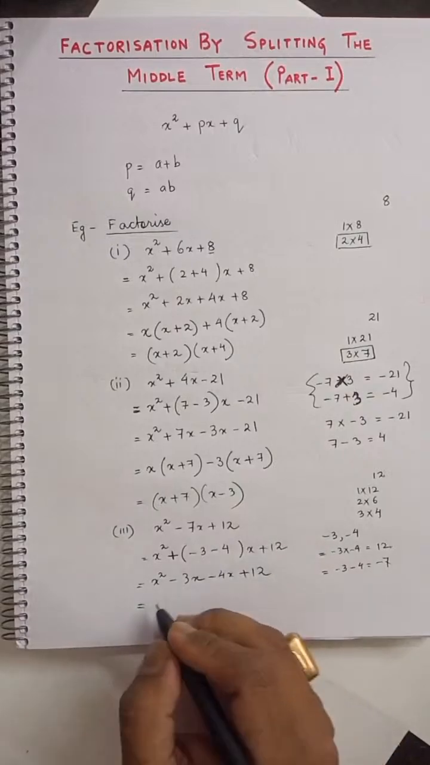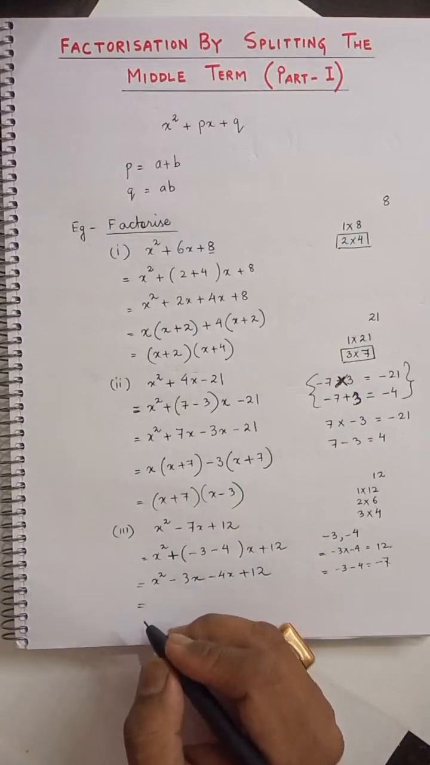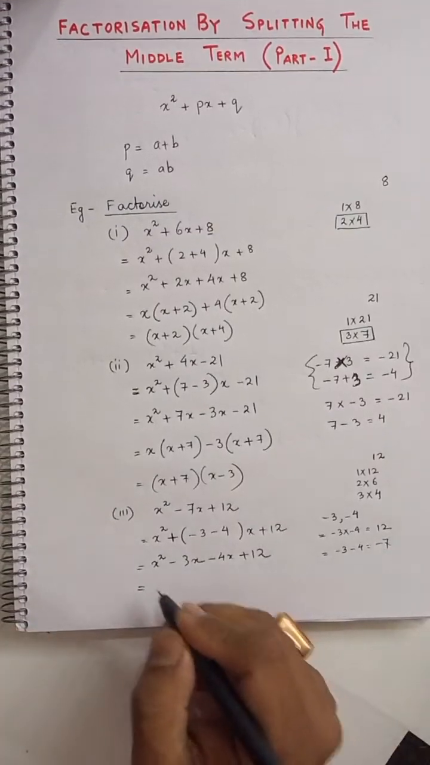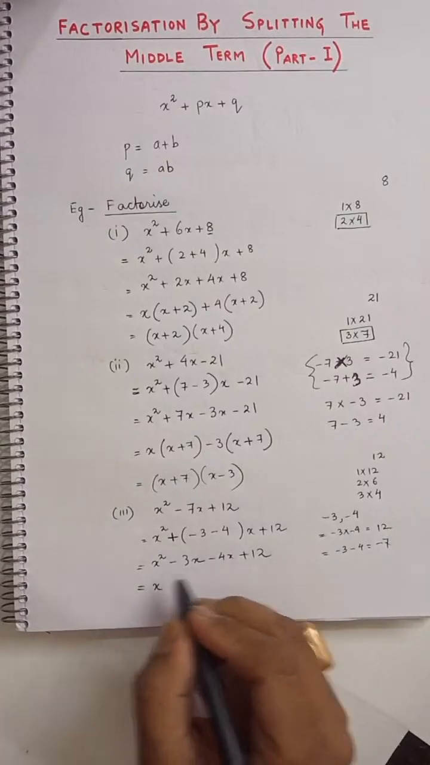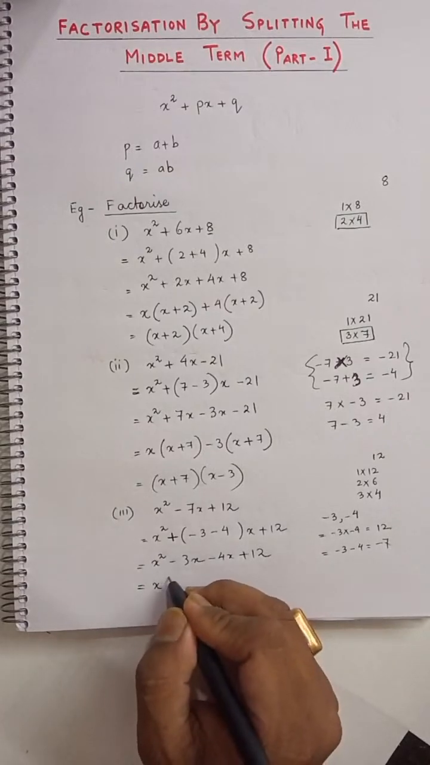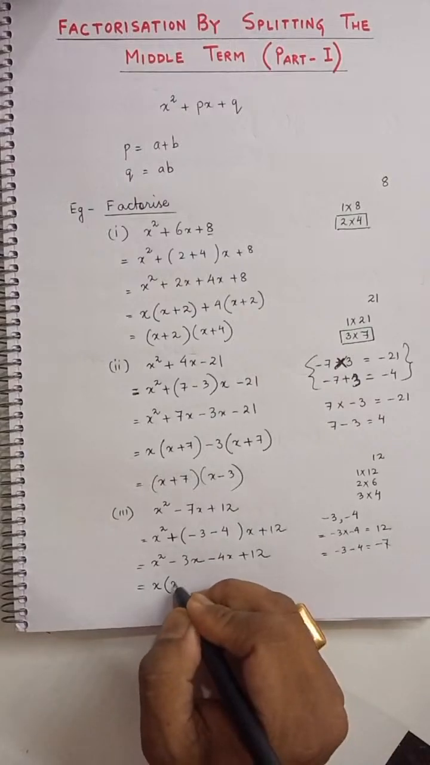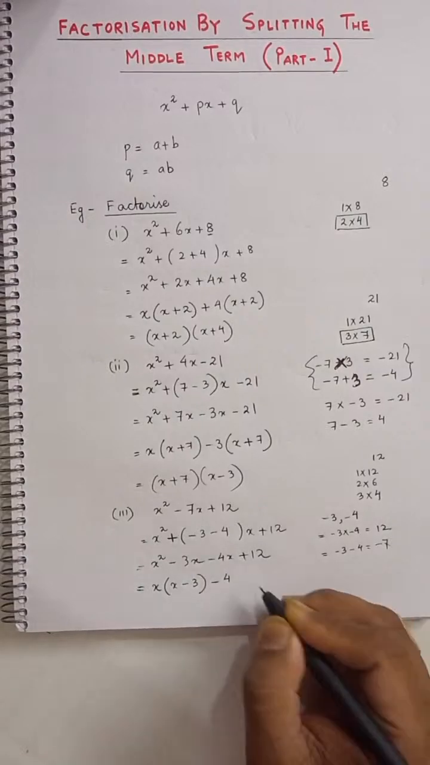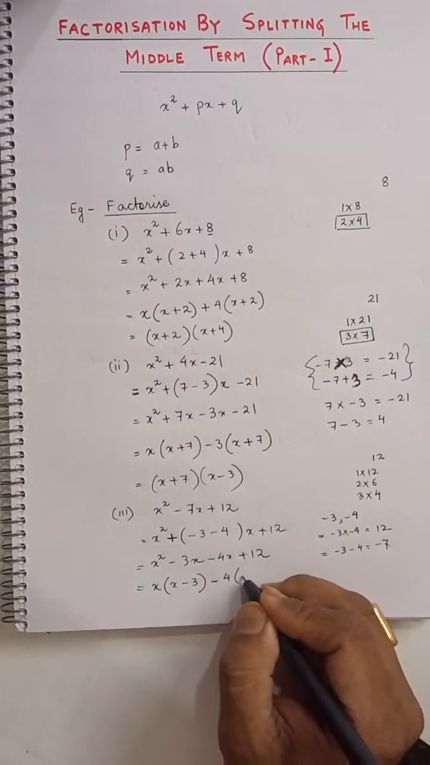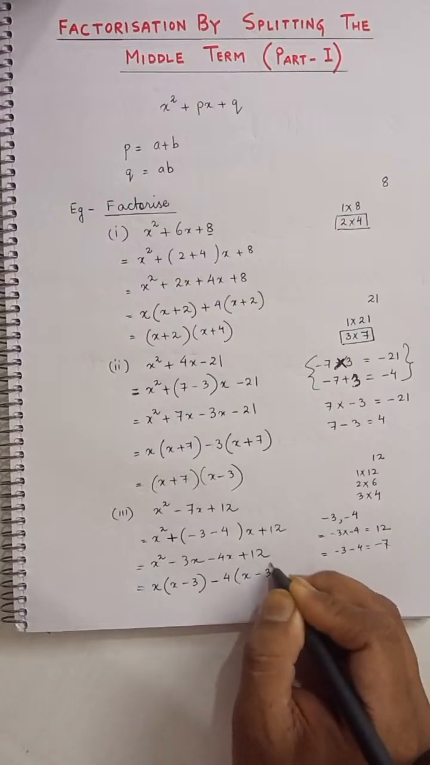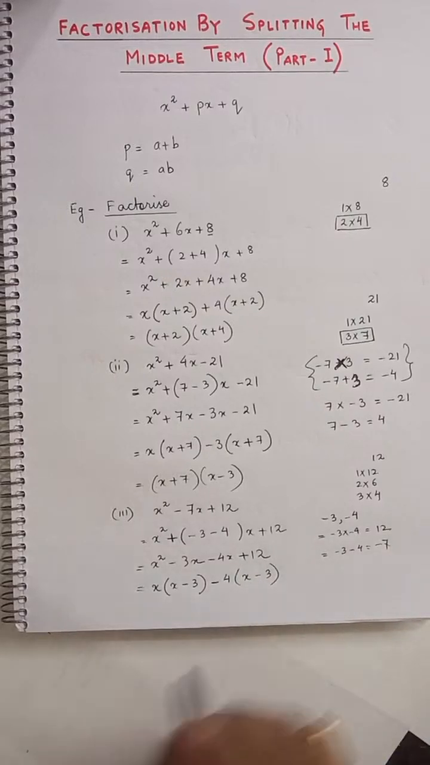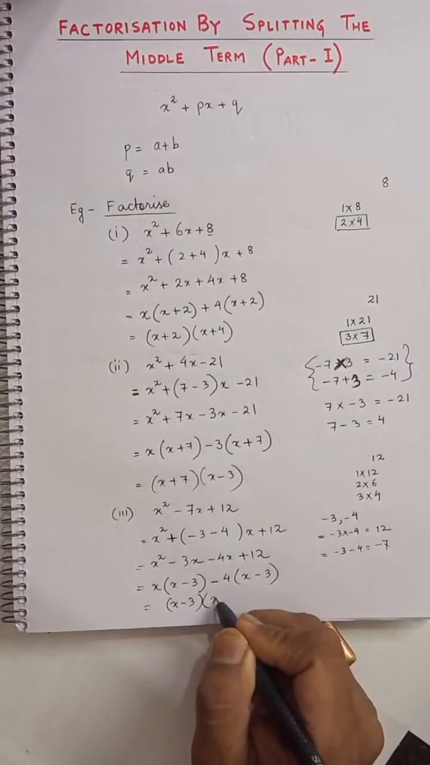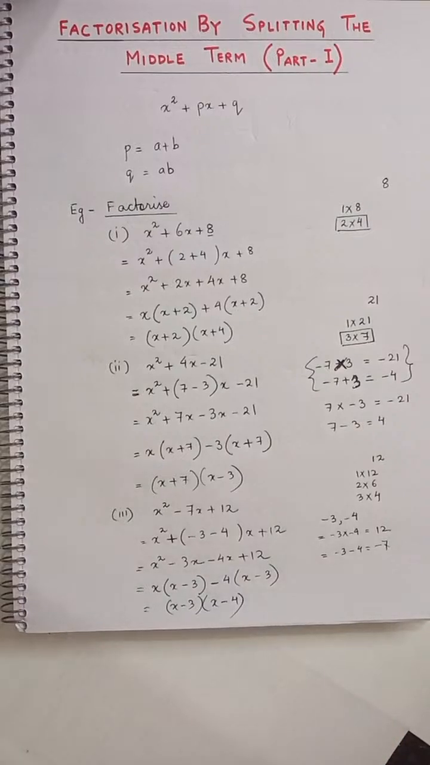So we'll take out common factors. Is it visible? Let me see. Okay, so x square and 3x. So we'll take out x as common factor and we will have x minus 3, and then we will take out minus 4 as common factor. So we are left with now x and minus 3. Again x minus 3 and x minus 3 can be taken out as common factor and we will have x minus 4. So this is our answer.